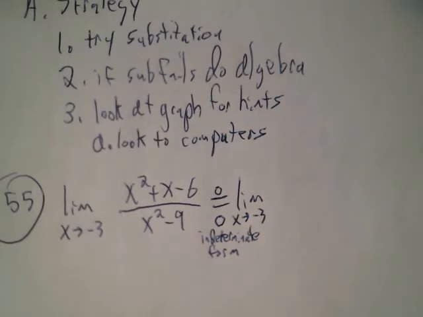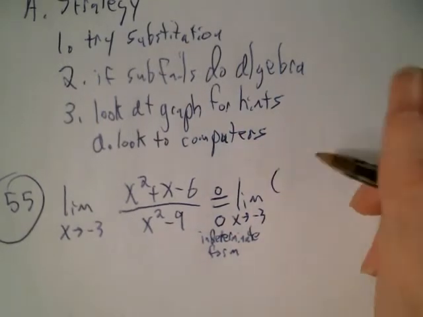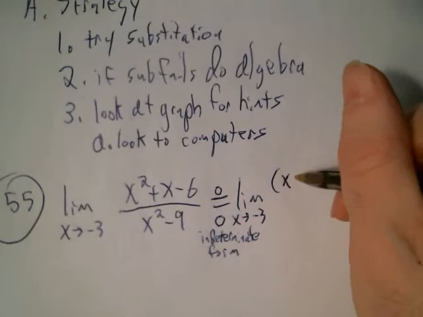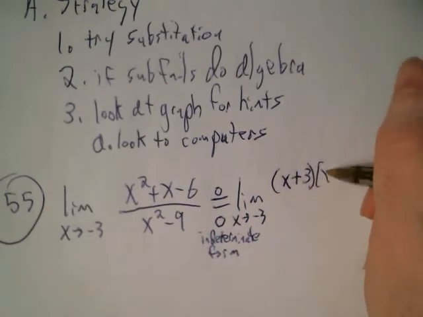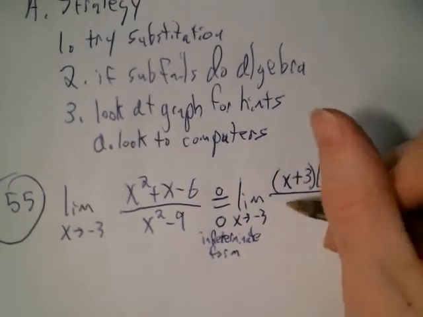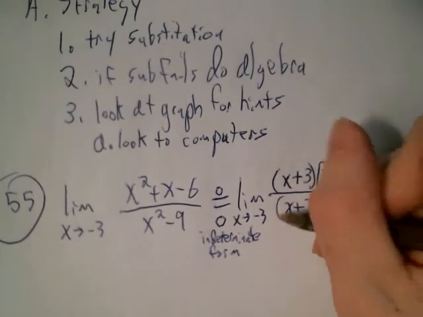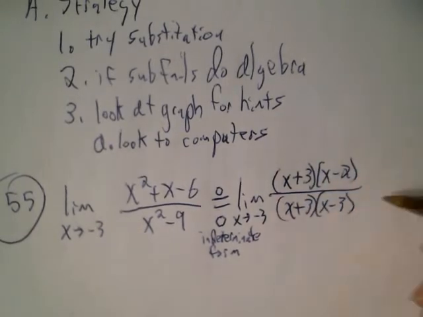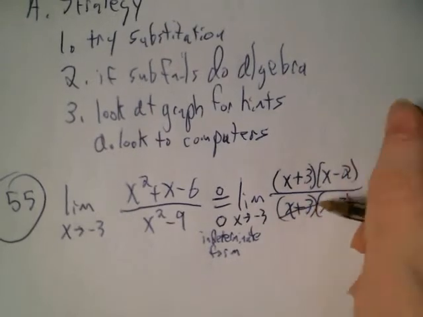So you try to factor it. X squared plus x minus 6 is the same as x plus 3 times x minus 2. And then the denominator, that's a difference of squares, so that'd be x plus 3 times x minus 3. Then we can simplify.